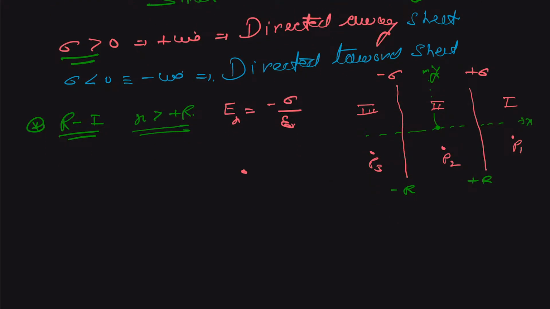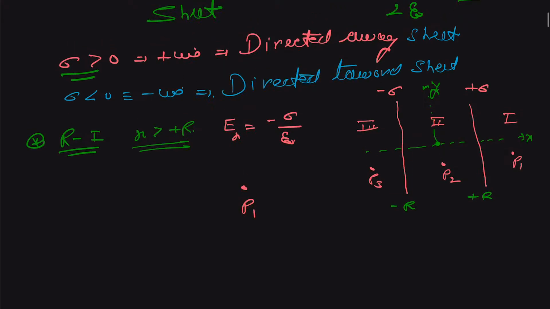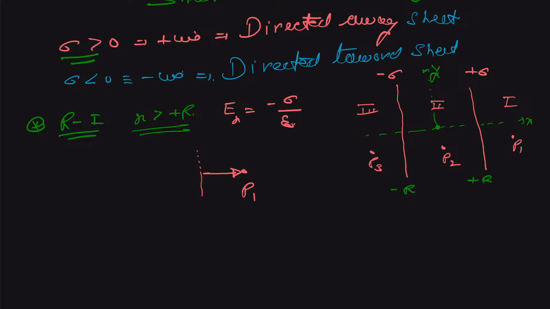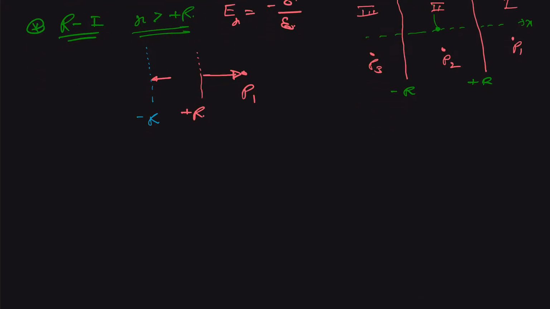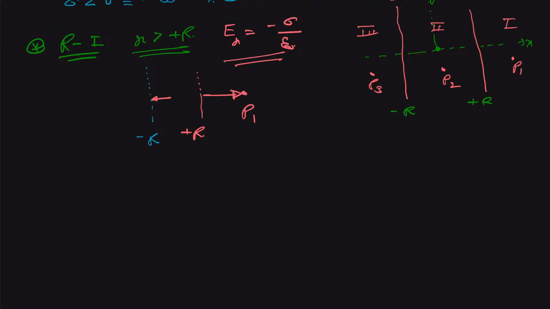So this is our point 1 and directed away from the sheet. Okay. So this is directed away from the sheet. So this is the first sheet, and this is our plus r, and then we have our second sheet, that is minus r. Okay. And in this case it will be directed toward the sheet. So we can say that the value of electric field is equal to minus sigma upon epsilon naught.